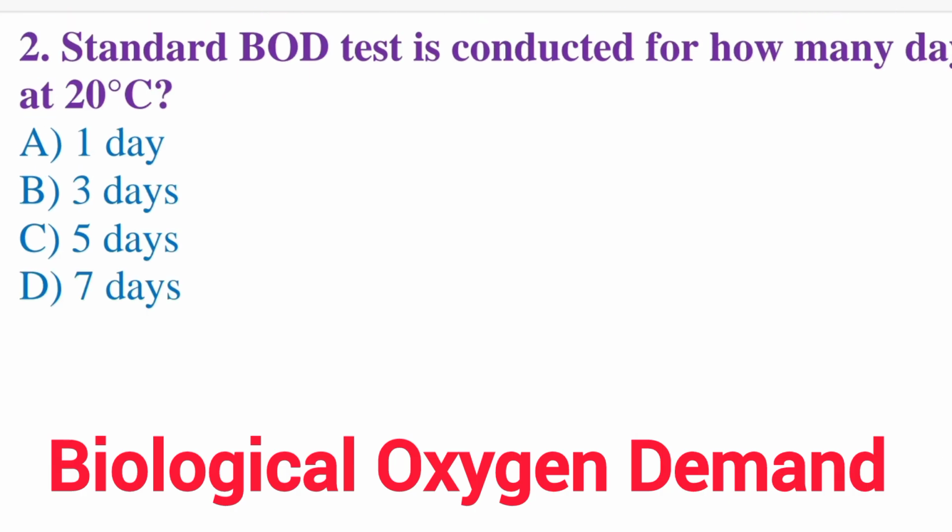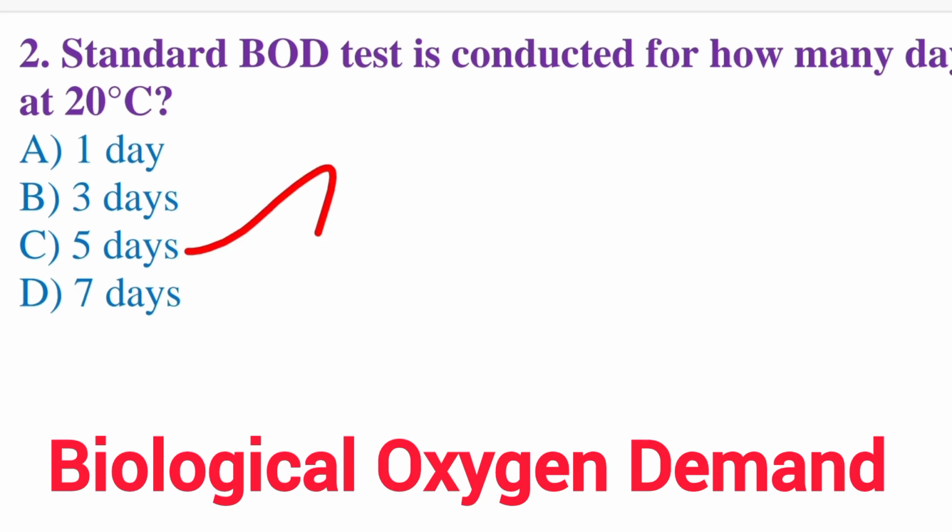Next question, standard BOD test is conducted for how many days at 20 degrees Celsius? Option A 1 day, option B 3 days, option C 5 days and option D 7 days. So the correct answer is option C, 5 days. So the standard BOD test will be conducted at 20 degrees Celsius for 5 days.